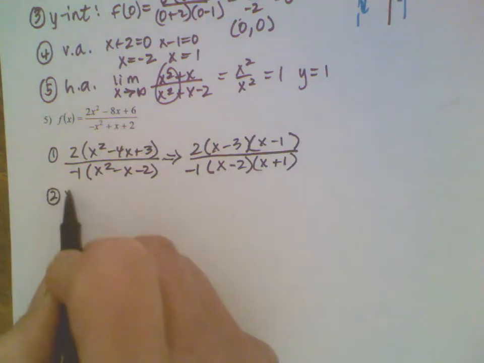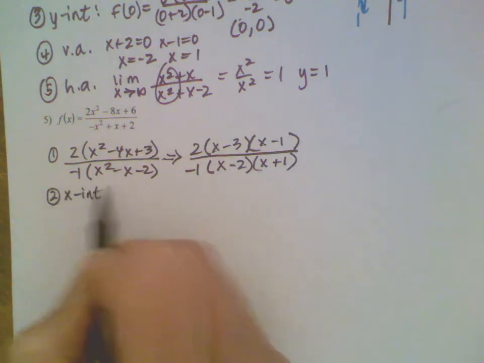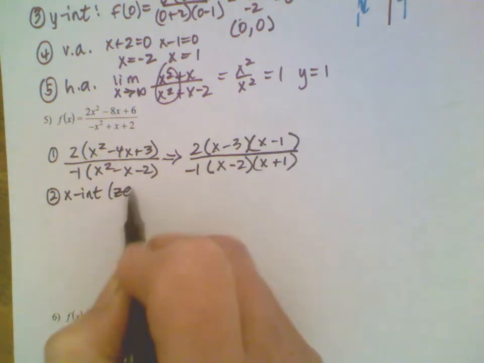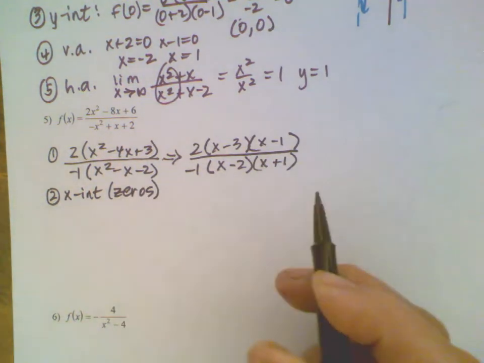Step 2, find my x-intercept or my zeros. Remember, that's aka zeros. Don't ask me when I decide to call it what. I don't know.